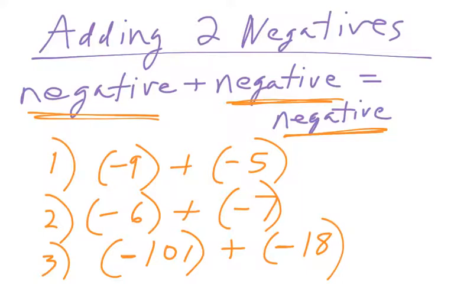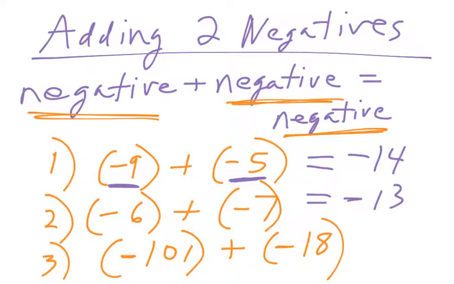I always tell students to think of money. So if you look at number 1, for example, when a number is negative, it's like owing somebody money. So if we owe somebody $9 and we owe somebody $5, well, in total, I owe a total of $14. So I keep it negative. So again, all you do is add them up, keep it negative. So 6 plus 7 for the second one is 13, but we make it negative.